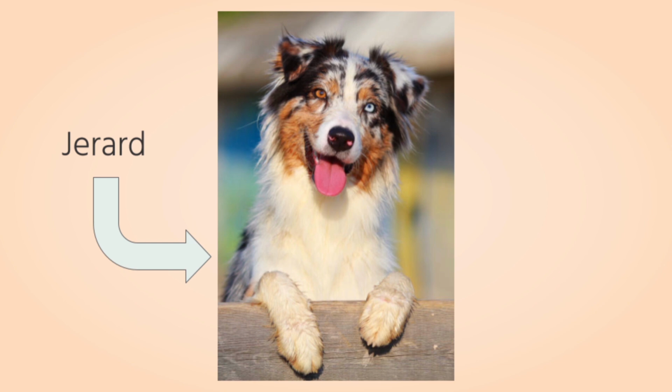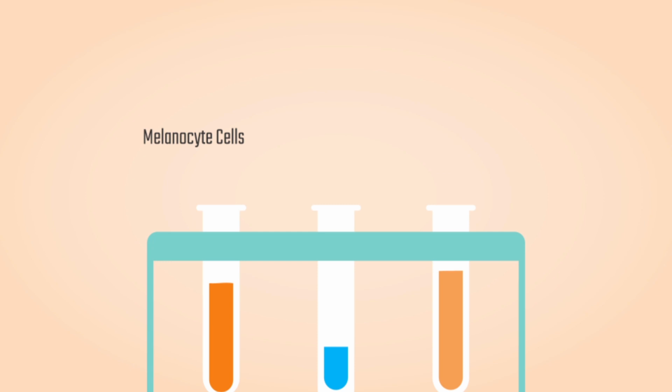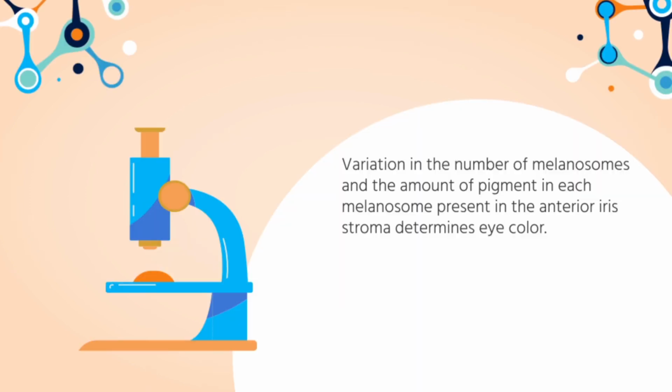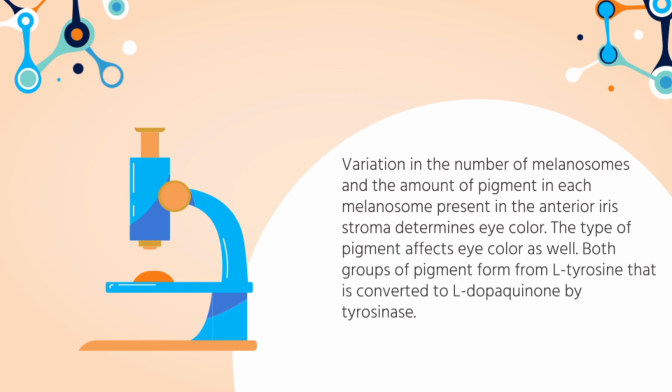Genetic mosaicism, aka mutations, occurs when genetic recombination or a mutation occurs during mitosis, resulting in genetically different cells. According to a research document posted to the National Library of Medicine, melanocyte cells produce melanin that is deposited in the melanosomes. Variation in the number of melanosomes and the amount of pigment in each melanosome determines the eye color. The type of pigment affects eye color as well.